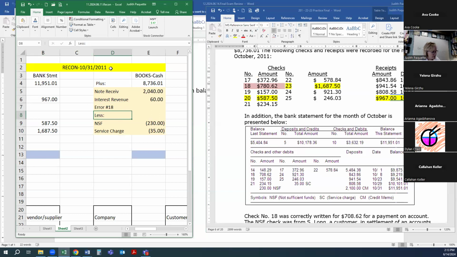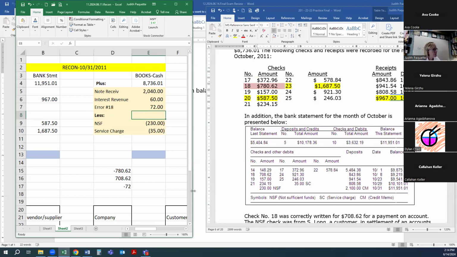These are less and these are plus. So I wrote the check incorrectly. I over deducted 780.62. They should have done it at 708.62. So the difference was we over deducted $72. So we need to add it back. And then we're going to make journal entries for all of this.